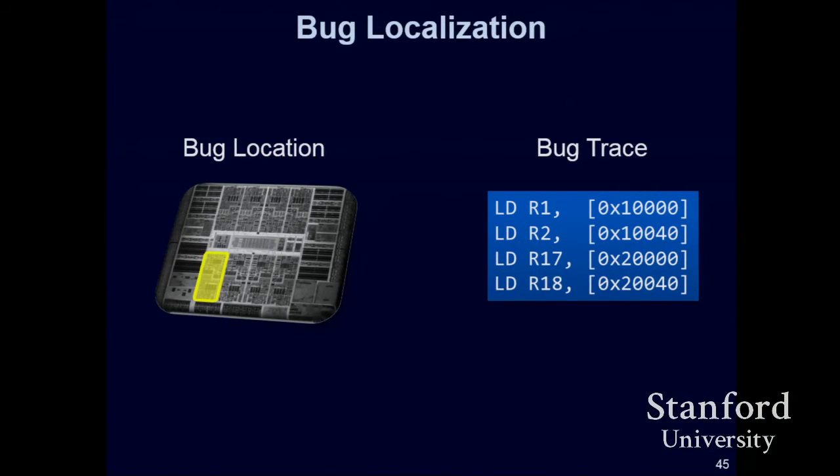And what does localization mean? It means that I should be able to tell where in the big chip, a tiny piece of hardware, the bug resides, and what is the nature of the bug, which means some kind of very short trace that would expose the bug, right? If it was, for example, a logic bug or something.